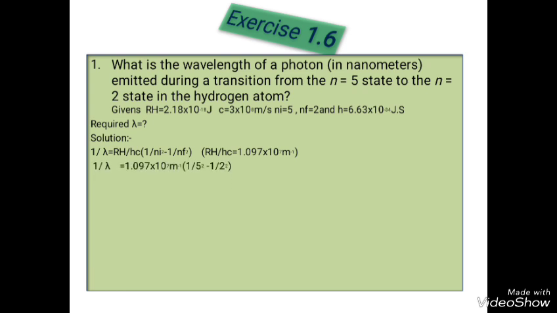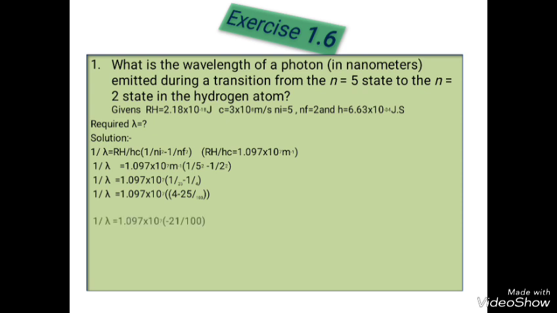So when you substitute this numerical value instead of RH over hc, we get 1 over lambda equals 1.097 times 10 to the power of 7 meter inverse, in brackets 1 over 5 square minus 1 over 2 square, because the initial energy state is 5 and the final energy state is 2. 1 over lambda equals 1.097 times 10 to the power of 7 in brackets 1 over 25 minus 1 over 4. 1 over lambda equals 1.097 times 10 to the power of 7 in brackets 4 minus 25 divided by 100 as a whole.